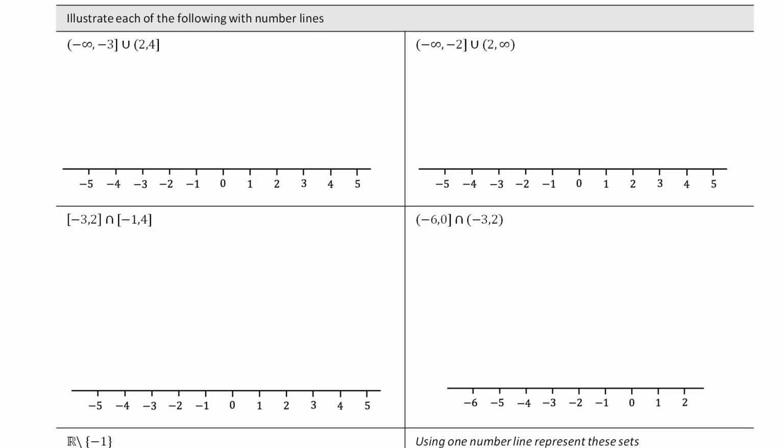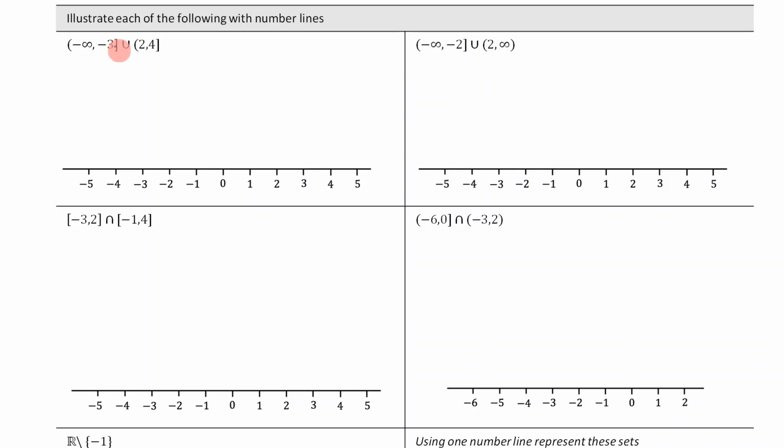So we're going to continue to draw some number lines based on some intervals here. It says illustrate each of the following with number lines. Our first one here, we have negative infinity to -3 with the union of 2 to 4. So let's make sure that we're using the correct circles for the corresponding brackets.